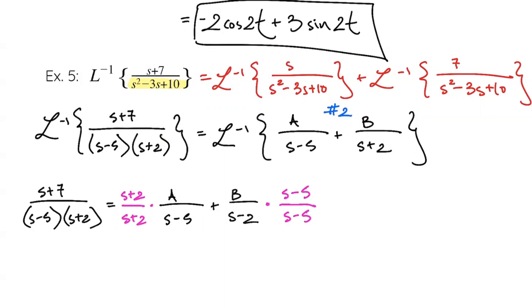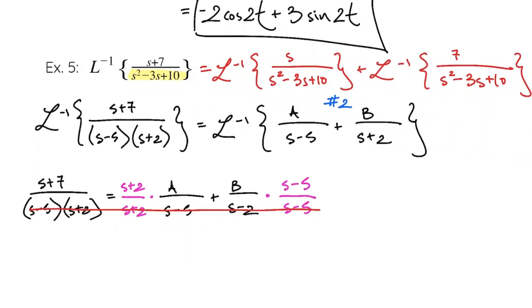This gives me the same denominator on both sides, so I can get rid of that denominator and only focus on the numerator. This will give me s plus 7 equals A times (s plus 2) plus B times (s minus 5).